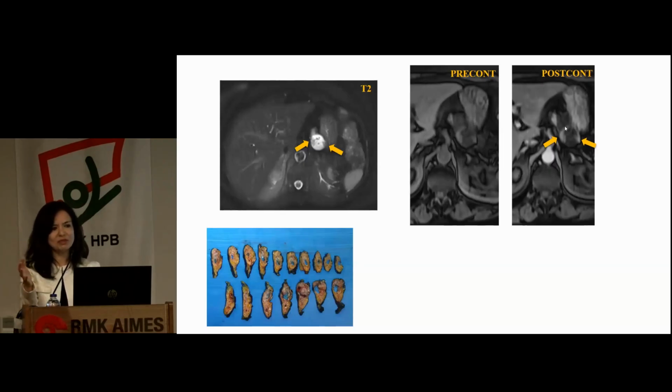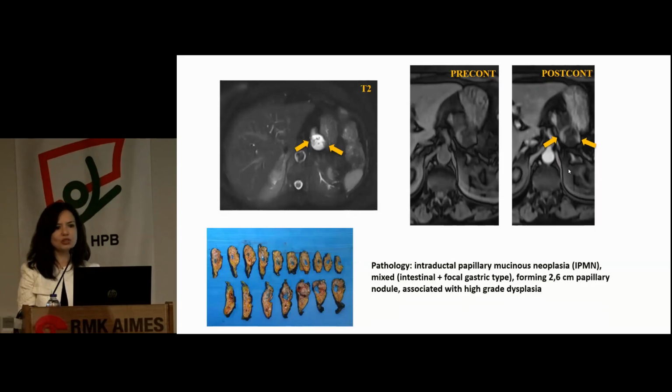And they are more than 5 millimeters. So this is the second high-risk stigmata. The patient had total pancreatectomy, which revealed mixed type IPMN with high-grade dysplasia and also papillary nodule.